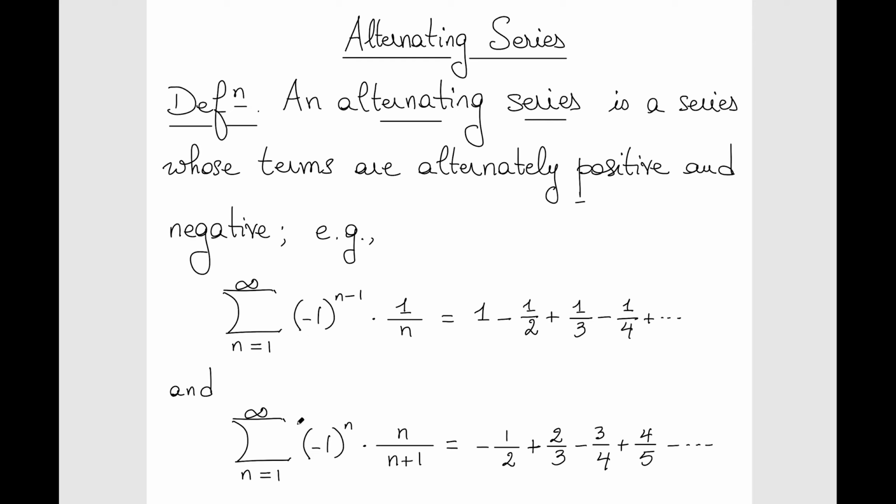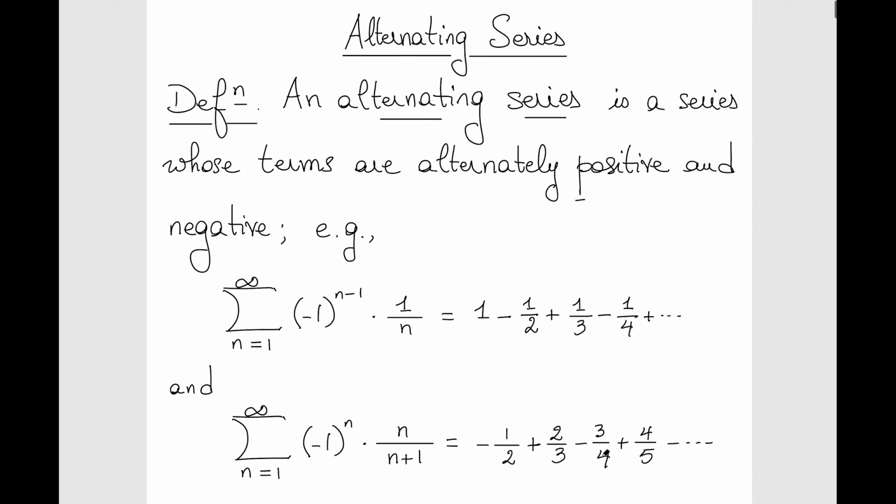Similarly, a series like this, (-1)^n times n/(n+1), is also an alternating series. Just unravel what this means. The first term is going to be negative this time, because when n is 1, that's going to be negative 1/2 as a first term, and plus 2/3 when n is 2, and so on.